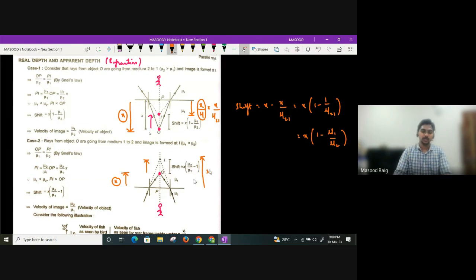Because it is more, I will take it as mu21 into x, guys. Understood, everyone? Now, how will you write shift? Because apparent depth is more here, I will write shift as mu21x minus x, which I can write, if I take x common, as x times (mu21 minus 1), or I can write it as mu2 by mu1 minus 1. Is that clear?